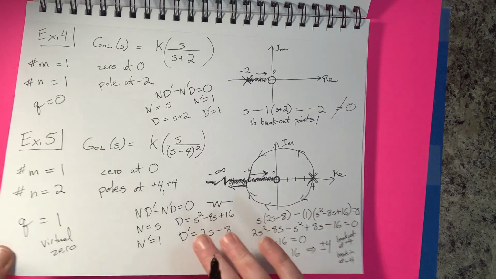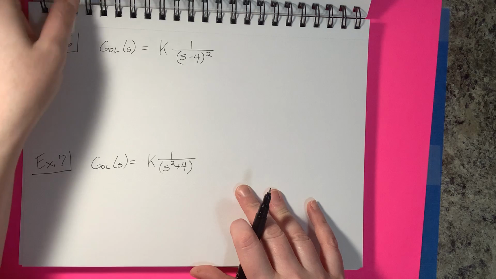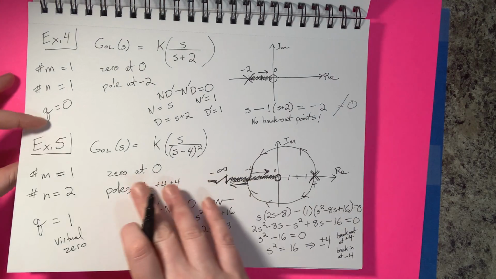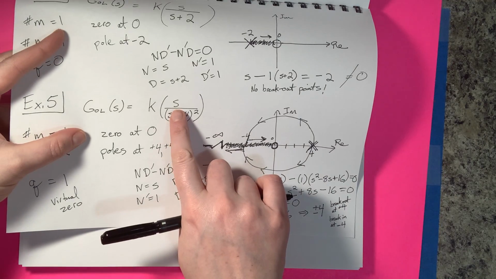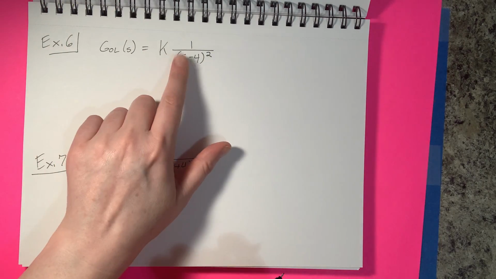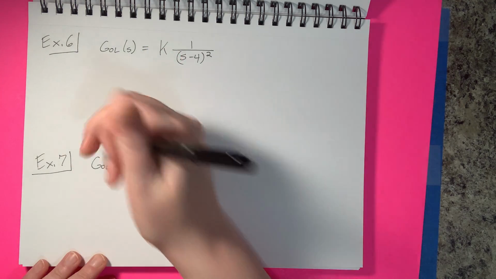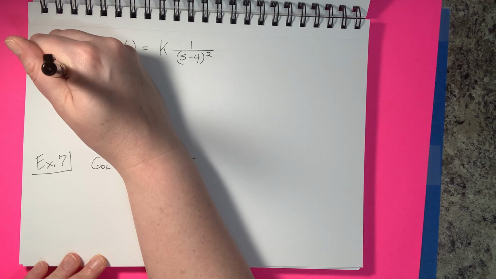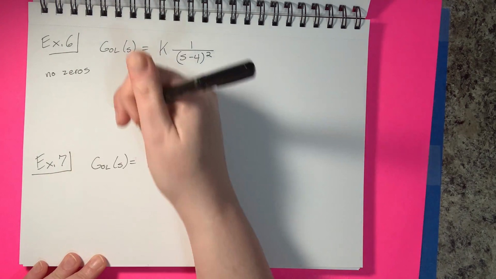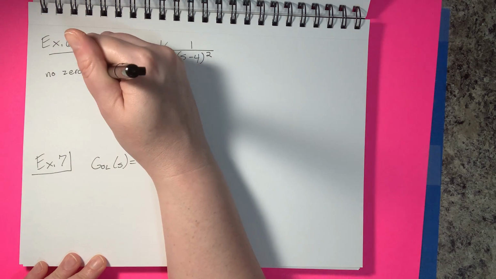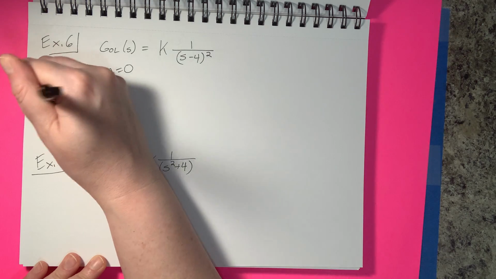Okay. All right. Let's do a few more examples. So the difference between example 5 and example 6 that I wrote out is that we no longer have this s on the numerator. Otherwise, it is the same example. We've just lost our zero, no zeros, okay? And that means that m is equal to 0, okay? We can see that n is equal to 2.